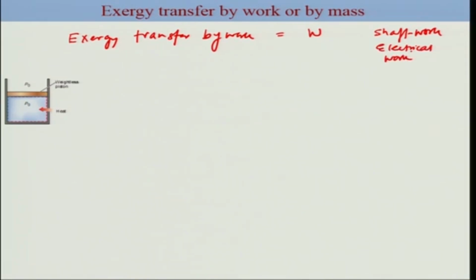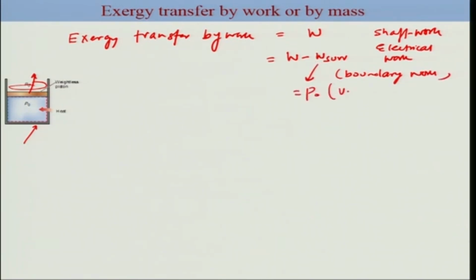However, if there is any involvement of boundary work, such as what we have seen here for the piston cylinder device, when this device does work during the expansion process, the work is done to push the air as it moves up. Thus this work, which is done against the surroundings, cannot be transferred, and the total useful work would be W minus W surrounding. So this is for the case of boundary work. W surrounding is nothing but P0 times (V2 minus V1).